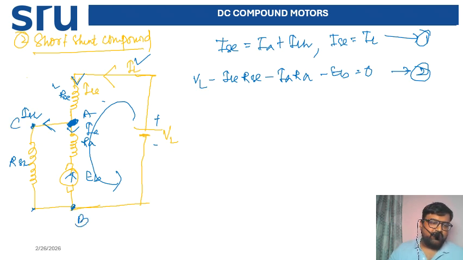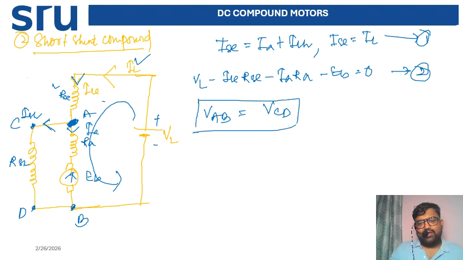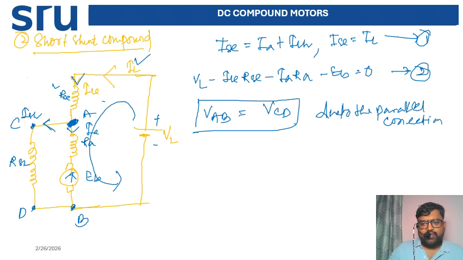Then can I write that VAB equal to VCD due to the parallel connection? Okay, due to the parallel connection, this is happening.